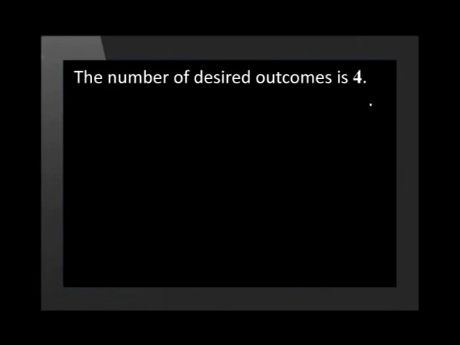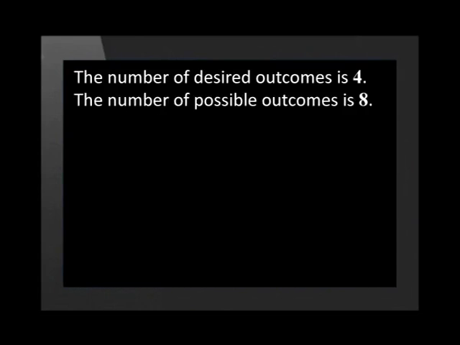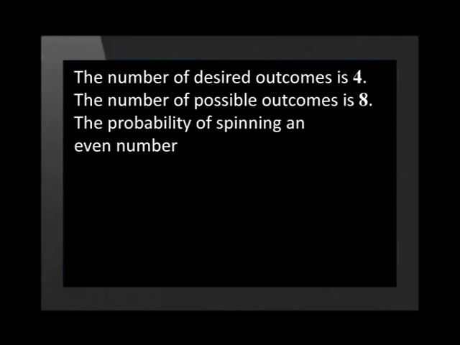Now let's calculate the theoretical probability of spinning an even number. There are 4 even numbers, so the number of desired outcomes is 4. The number of possible outcomes is 8. The probability of spinning an even number is 4 over 8, which is equal to half. This is equal to 50%. Once again, we see that the theoretical probability and relative frequency are two different values. Let's look at another example.